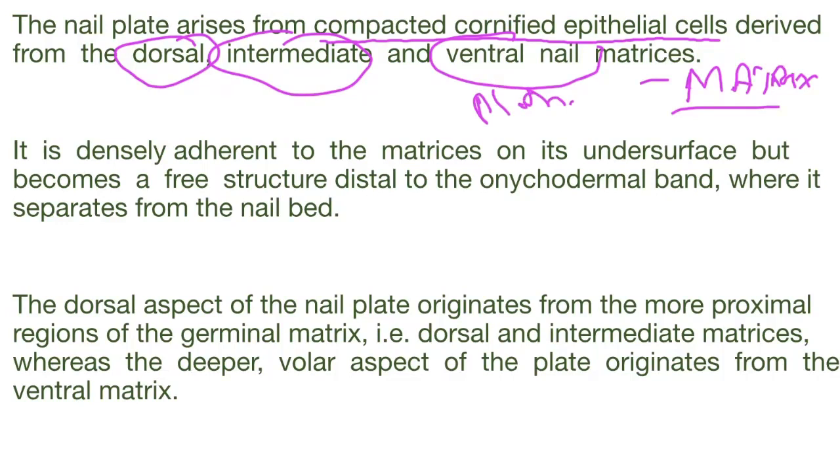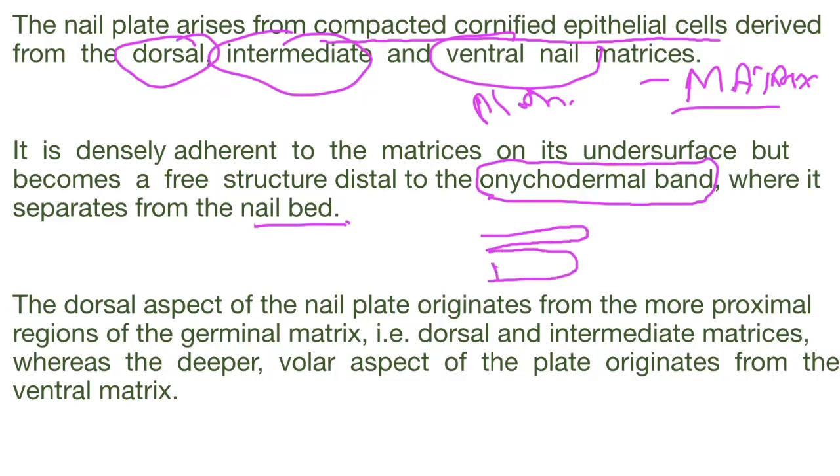It is densely adherent to the matrices on its undersurface but becomes a free structure distal to the onychodermal band, where it separates from the nail bed. So the nail plate, which is like this, this is the finger pulp.